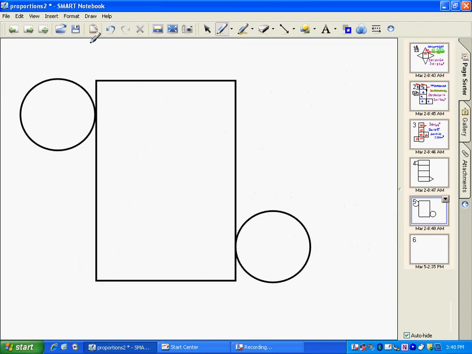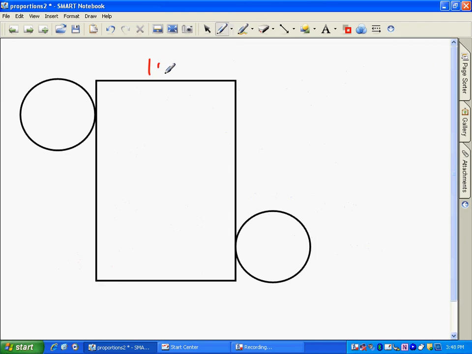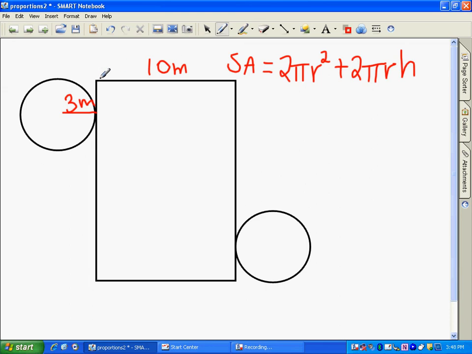All right, and then the last one is a cylinder. Let's make this 10, and let's make this, I don't know, 3. We'll go 3 meters, okay? Surface area of a cylinder is 2 pi r squared, because you've got 2 circles here. They're the same. Area of a circle is pi r squared, so 2 pi r squared, plus 2 pi r h. This is the height of your cylinder.